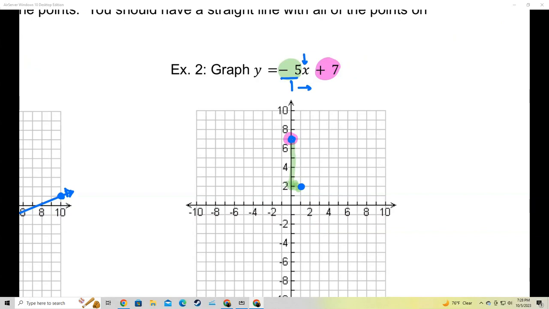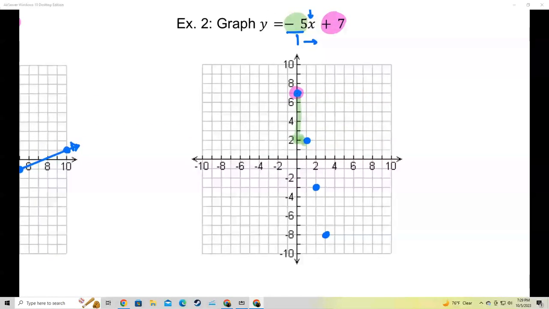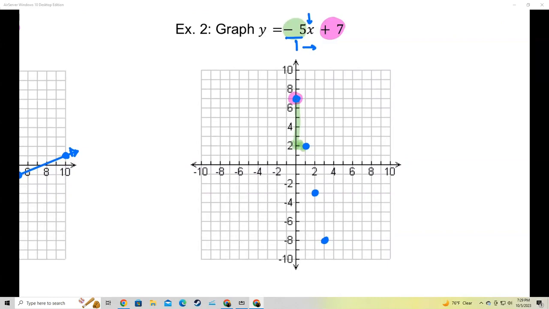1, 2, 3, 4, 5. Right 1, put a dot. I'm going to try this one more time. I'm going to go down 5: 1, 2, 3, 4, 5. Right 1, put a dot. And it looks like that's as far as I'm going to be able to go.